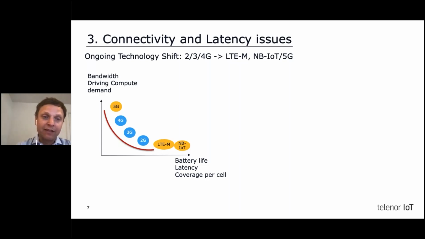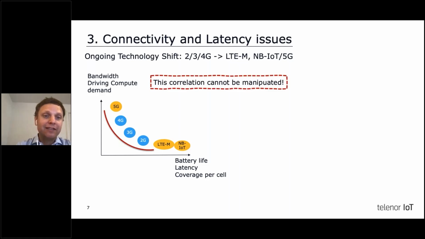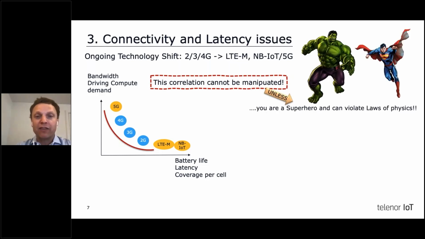So why can't we have both in one technology and use that for everything? Well, this correlation cannot be manipulated, unless you are a superhero that can violate the laws of physics, because these characteristics are based on physics. So that's just something we need to accept. We can just play around with these thoughts and say that these are the low power use cases that they are fit for.